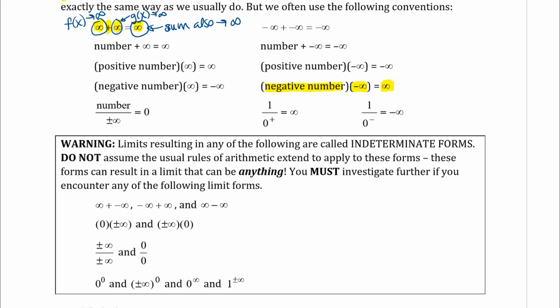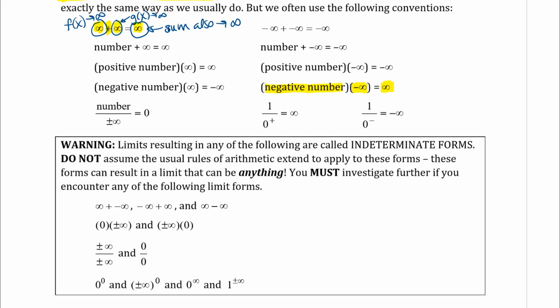There is a warning here. You do have to be careful. There are some things called indeterminate forms, which you will study in some later study of limits in Calculus 2 at JCCC. The important thing to understand for now about those is that you cannot assume that usual rules of arithmetic extend to these forms in this box. So these limits could be anything.